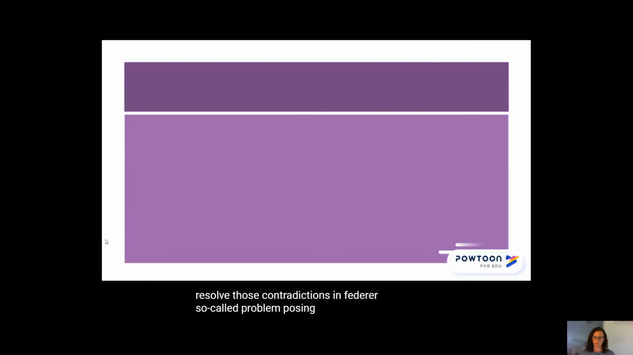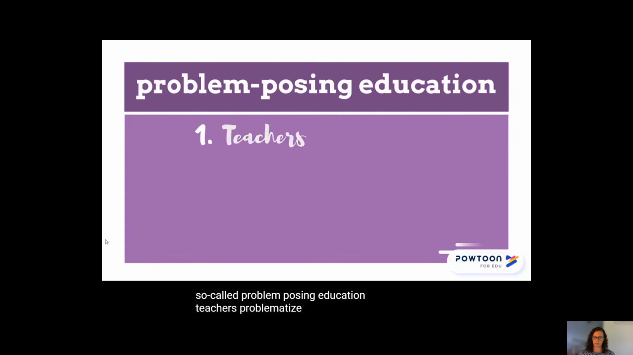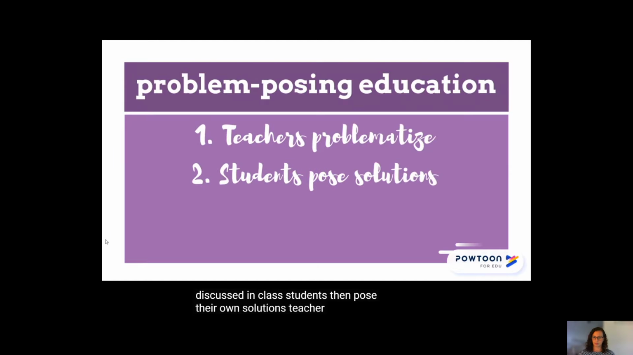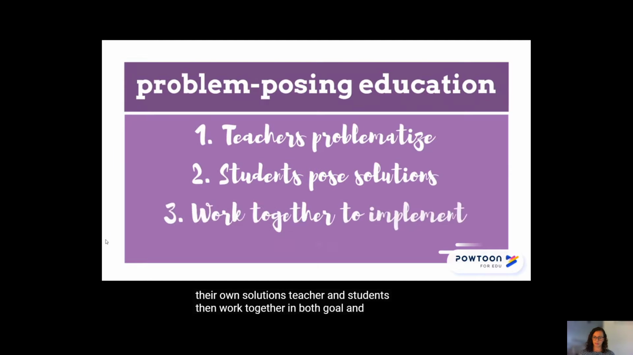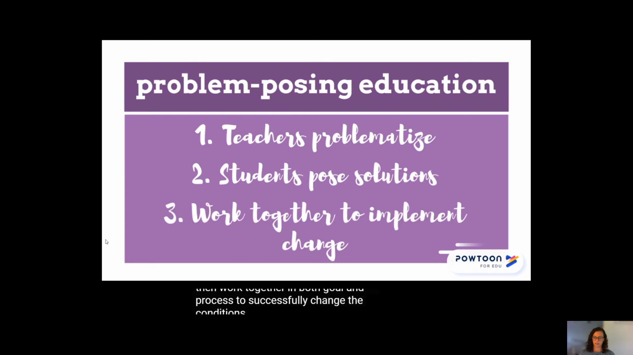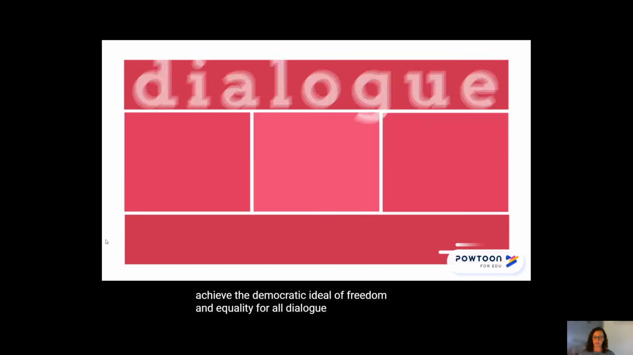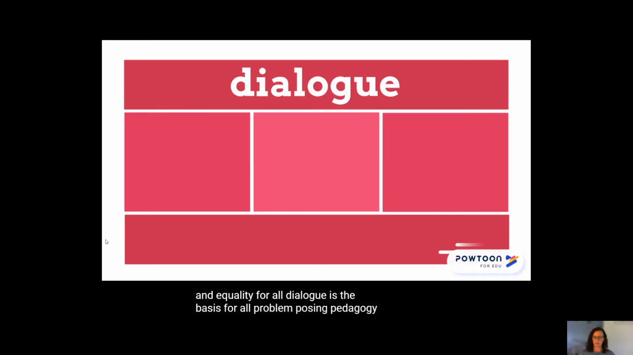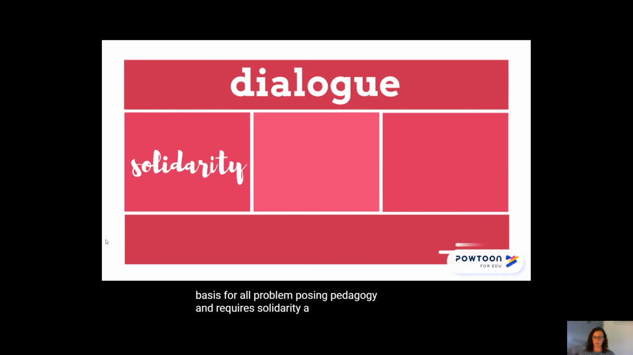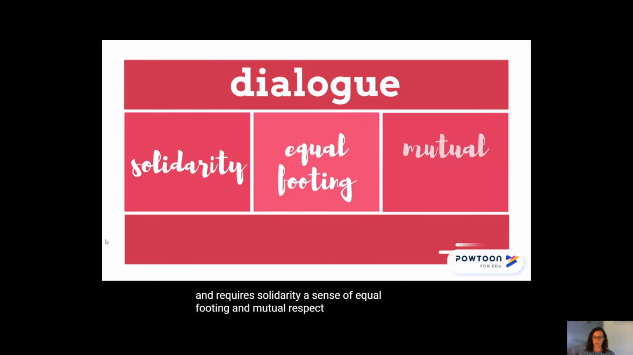In Freire's so-called problem-posing education, teachers problematize each issue discussed in class. Students then pose their own solutions. Teacher and students then work together in both goal and process to successfully change the conditions of oppression and ultimately achieve the democratic ideal of freedom and equality for all. Dialogue is the basis for all problem-posing pedagogy and requires solidarity, a sense of equal footing, and mutual respect. Freire wrote in his later works that education is fundamentally an act of love.